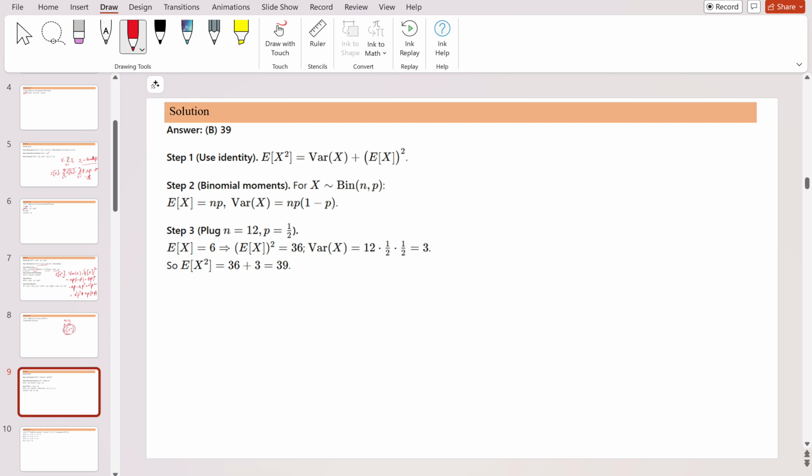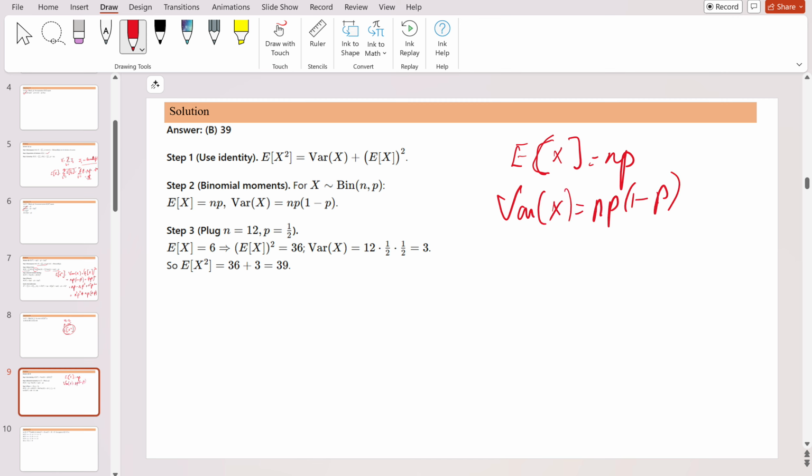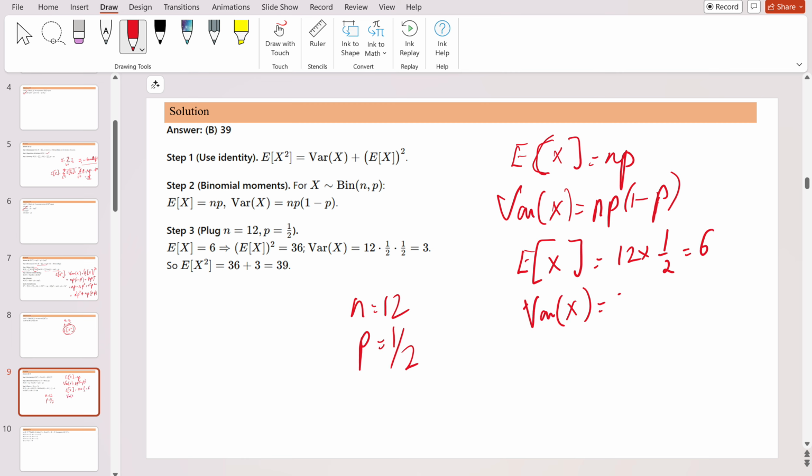We have already solved that expectation of x is simply np, and variance of x is equal to np(1 minus p). So expectation of x will be simply equal to, n is equal to 12 and p is equal to half. Multiply it, 12 multiplied by 1 by 2, we will get 6. And what is the variance of x? Variance of x will be equal to np(1 minus p). 1 minus p is 1 minus half, that is half only. So it will come out to be 3.